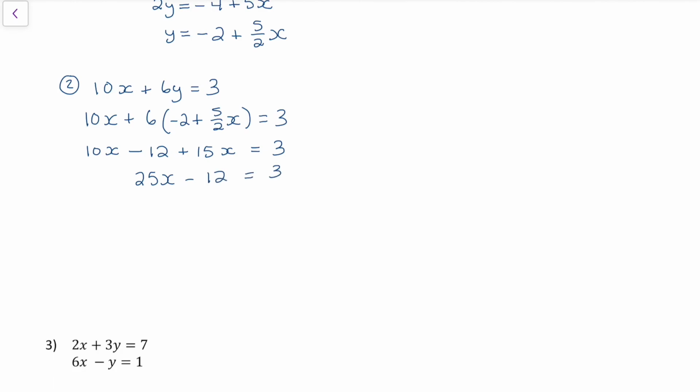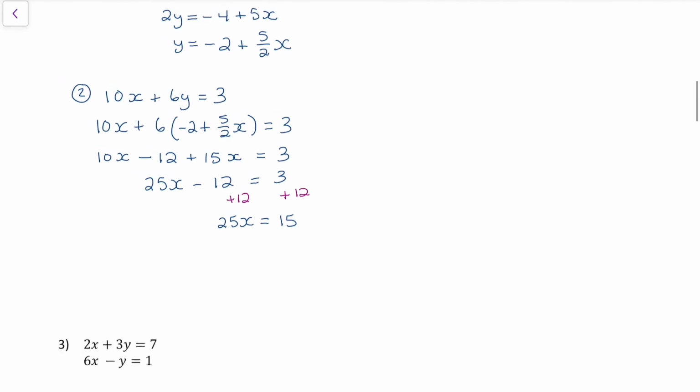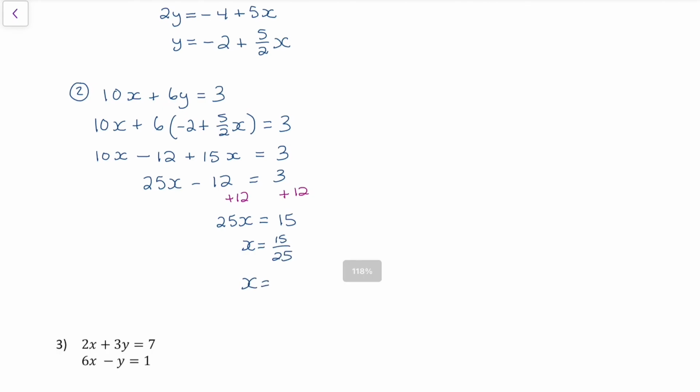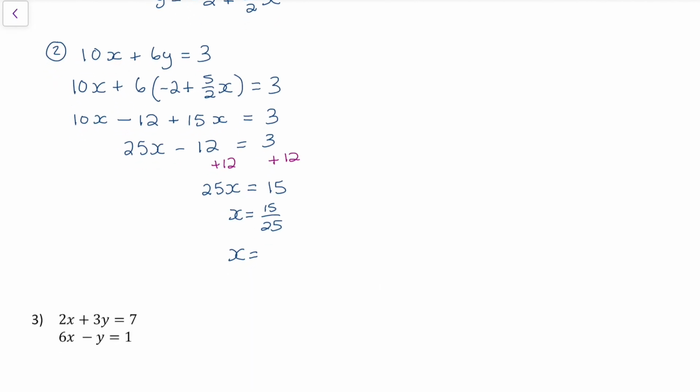I'm going to add 12 to each side, because I'm trying to get my x by itself here. And then I'm going to divide by 25 and simplify. So 5 goes into both of those, and I get 3 over 5. So x is 3 over 5.